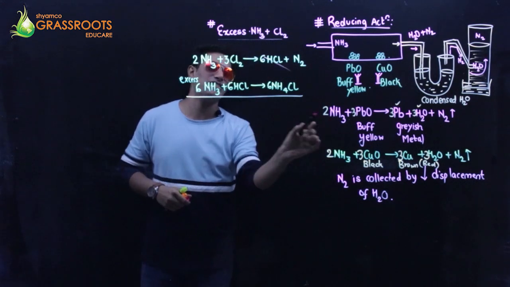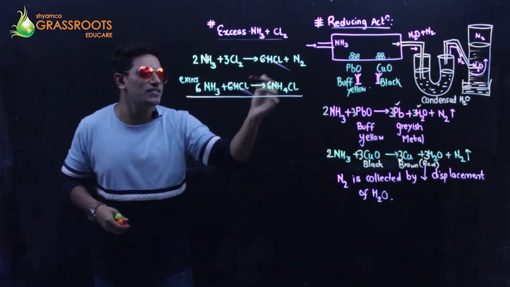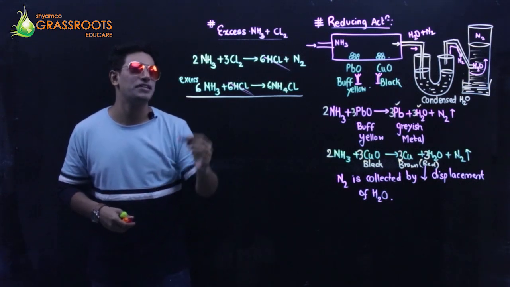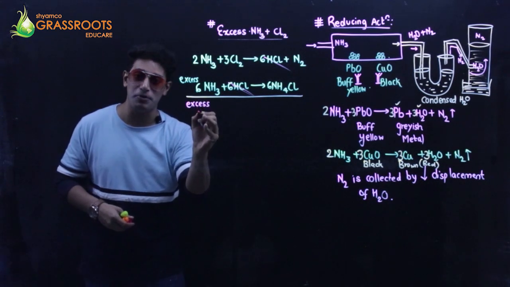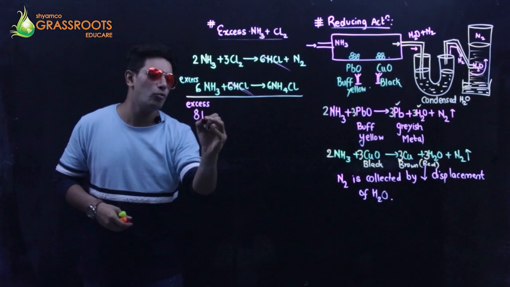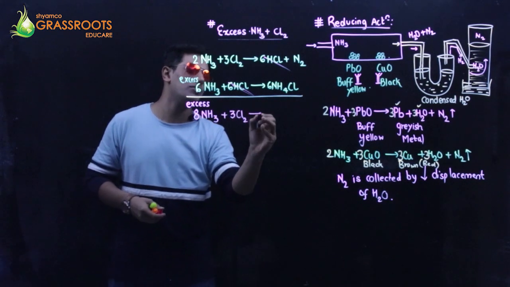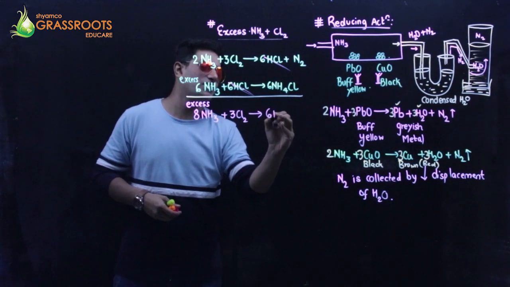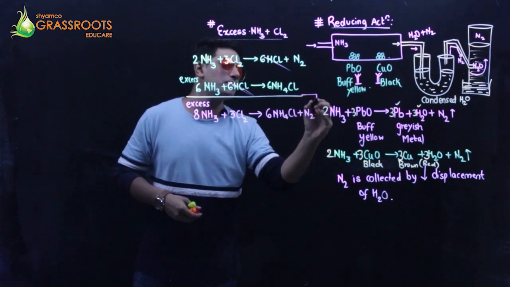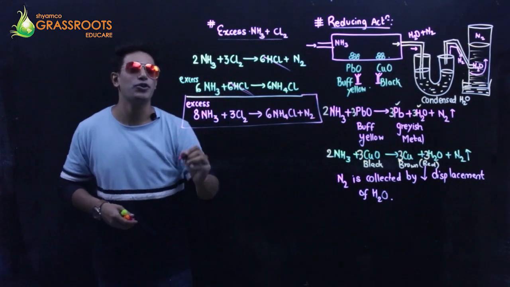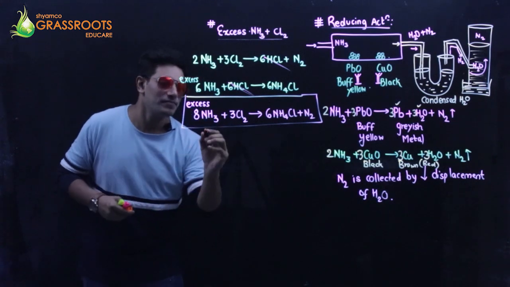So you eliminate 6 HCl completely. You add it, so you have excess. That word should be written, please. 8 ammonia plus 3 chlorine molecules gives 6 NH4Cl plus nitrogen. This is my final reaction for you. After this, the next reaction.